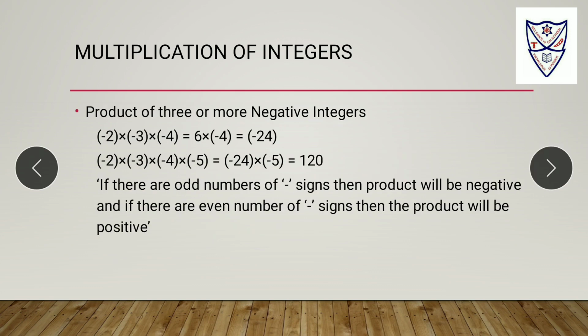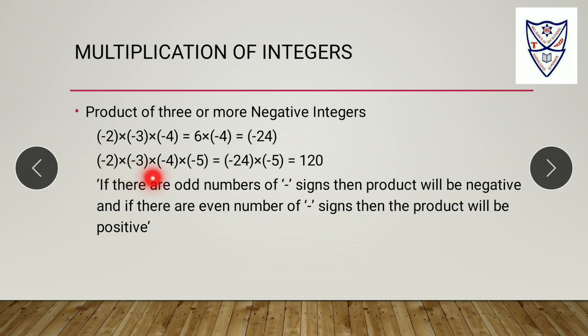Next, product of 3 or more negative integers. Now we will take 3 negative integers. Minus 2 multiplied by minus 3 multiplied by minus 4. As we have learned, the product of two negative integers is a positive integer. That is 2 multiplied by 3, we get 6. And 6 multiplied by minus 4 is equal to minus 24.